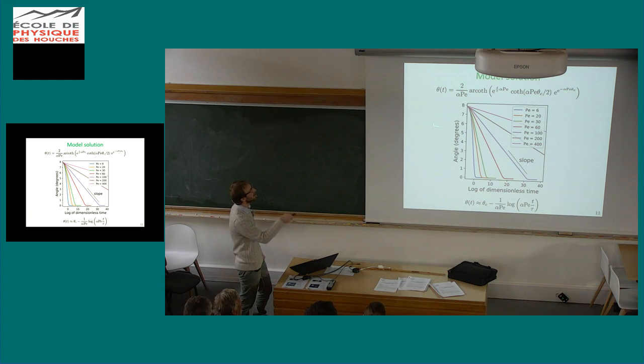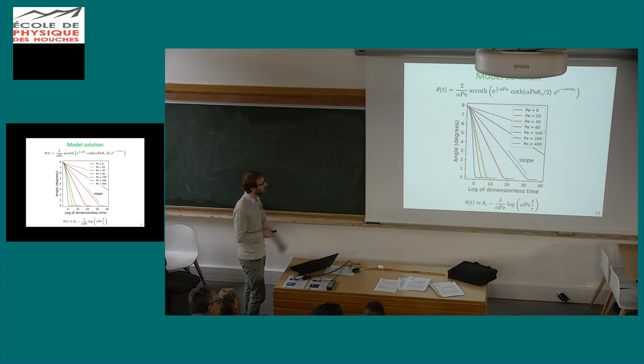But if we plot this, it looks more or less the same. It seems to be very logarithmic in time, and when you change the Peclet number, it changes a lot. More interestingly, if you look only at the high Peclet limit, then you can simplify this, and you find simply that the angle is the threshold angle minus 1 over alpha Peclet, times the logarithm of alpha Peclet, and the time divided by the characteristic time. So you find the logarithmic behavior, and you find a huge dependency on the Peclet number.